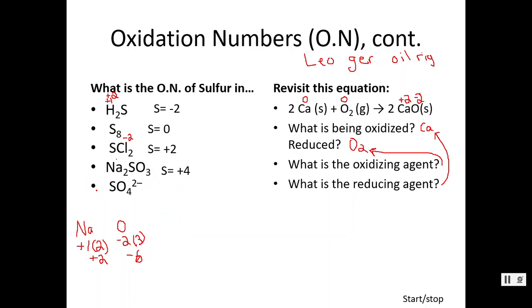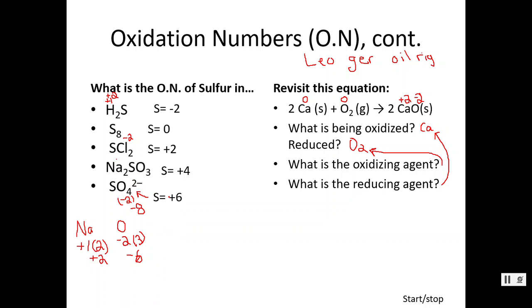In this last species, the sulfate polyatomic anion, the sum of the charges is not going to equal 0, but will equal -2. I look at oxygen, which I know is -2 since it's in group 6. There are 4 of them, so 4 times -2 is -8. So the charge on sulfur plus -8 must equal -2. That means the charge on sulfur in this molecule is +6.